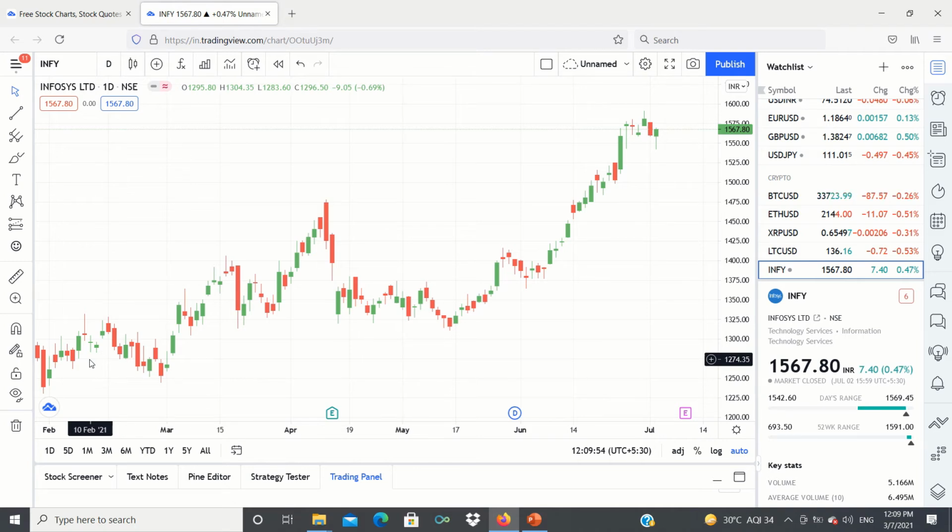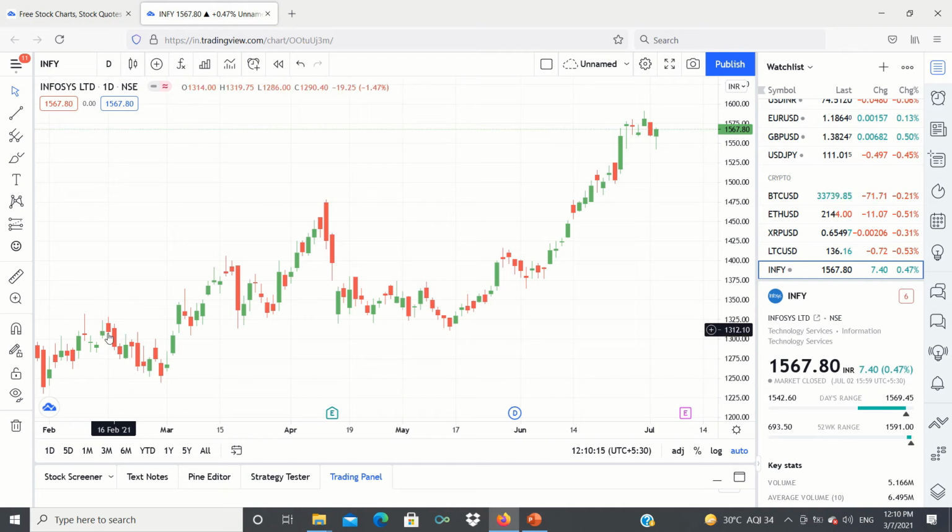Then another thing you notice when you look at the price chart is that you don't see red and green alternating that way. It is possible you see consecutive red candles or consecutive green candles. Okay, what does that mean? We'll just see.